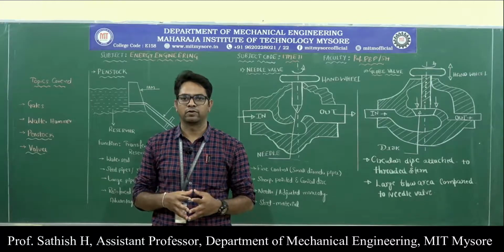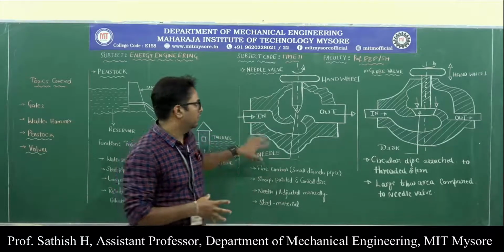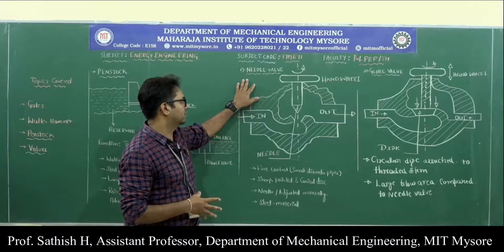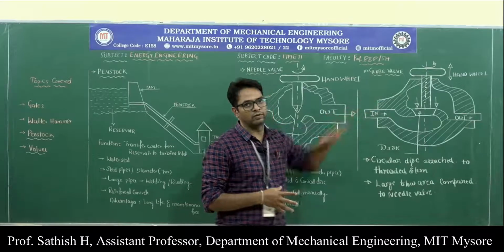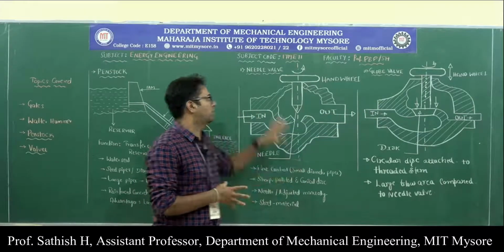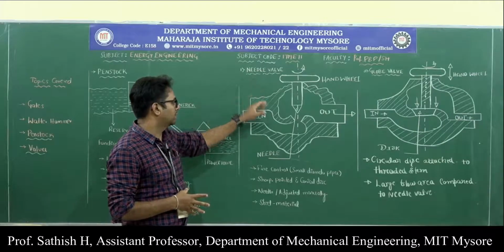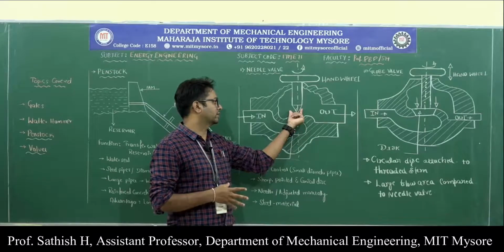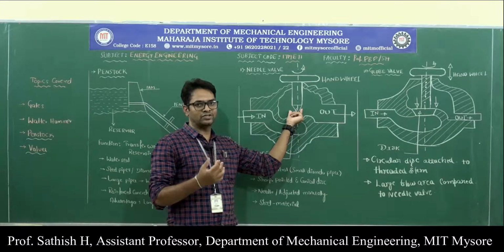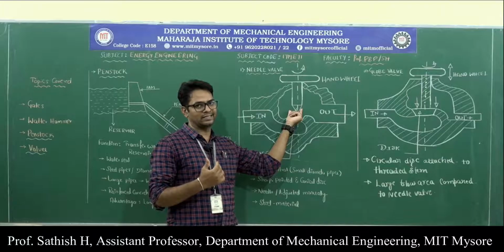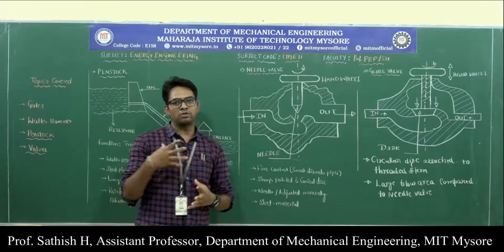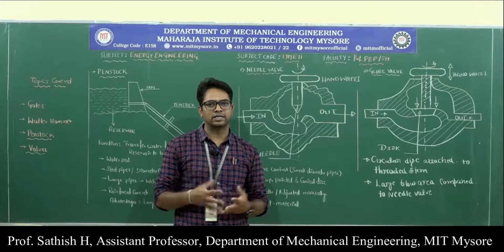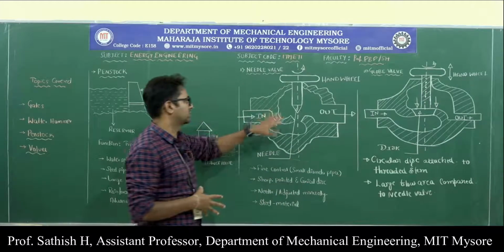Hydroelectric power system. Here we have the sketches for the two types of flow control valves. One is a needle valve and the other is the globe valve. The needle valve gets its name from the sharp, pointed conical disc, which is used to control how much water flows through this valve. So the discharge can be controlled with the help of this valve.